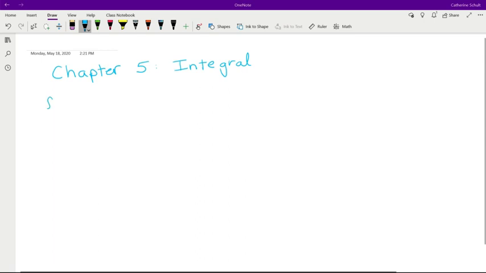Okay, so just like we started the discussion on the derivative with the tangent line and velocity, in section 5.1 we're going to be looking at some applications of the integral, and we're going to see that the applications of the integral are areas and distance. Areas and distance versus tangent line and velocity.